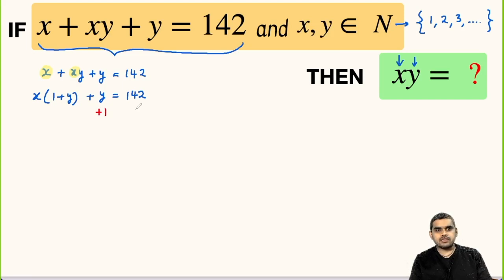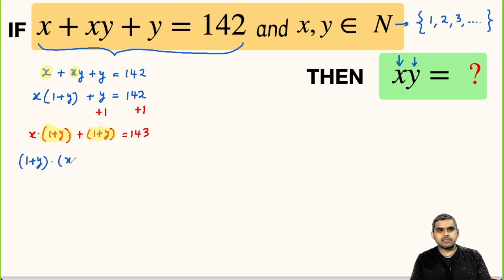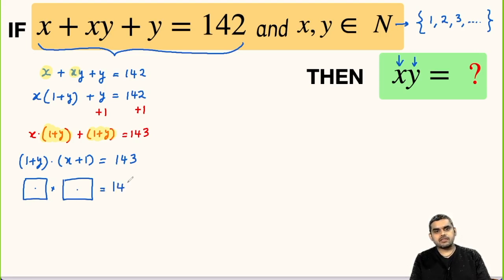Now let us add 1 to both sides. So this will be x times 1 plus y plus 1 plus y equals 143. Now 1 plus y can be taken as common, and we will get 1 plus y outside multiplied with x plus 1 equals 143. So now we have two numbers, one box and this is the second box. Inside these boxes we will have two numbers. When they are multiplied, the product is 143.